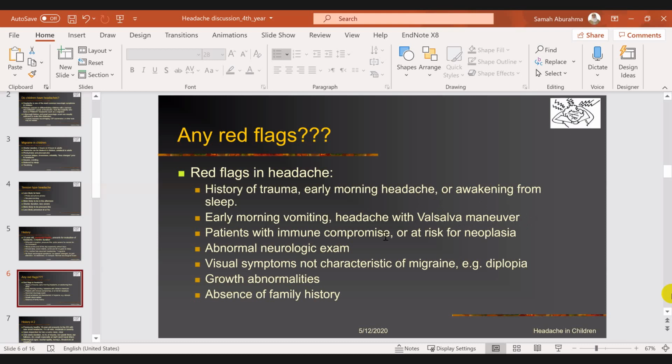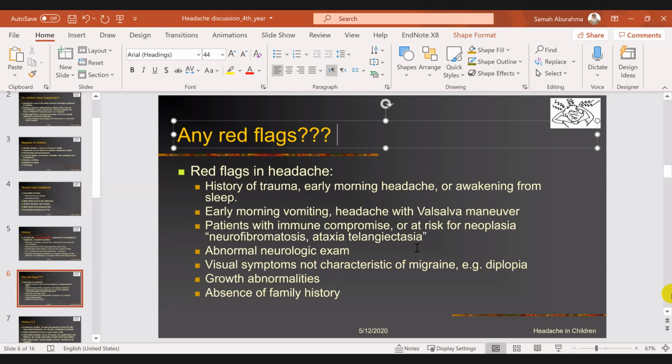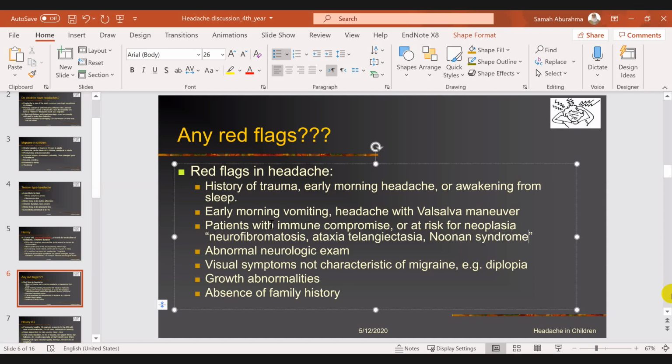Of course, patients with immune compromise, for example, patients with ataxia telangiectasia, for example. They are syndromes that you can look up just to familiarize yourself with these neurocutaneous syndromes. There are some syndromes in children, genetic malformations that make children more at risk for having tumors, like Noonan syndrome. Okay, so if the child has an immune compromise, it makes him more likely to have meningitis or CNS infection, or if the child has an underlying condition that is at risk for neoplasia.